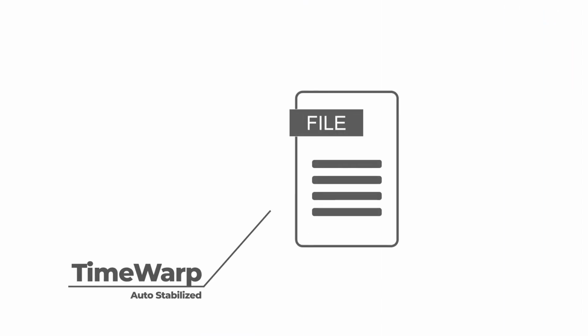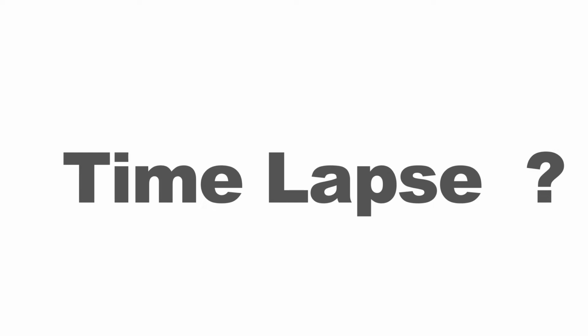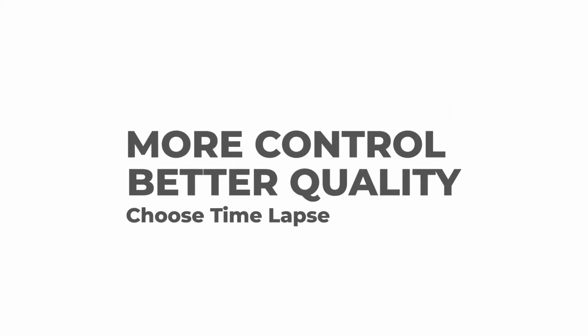We know we want to use Time Warp when we need one automatically stabilized, ready-to-use file. So when do you want to use the time-lapse option? We want to use the time-lapse option when the camera is mounted on a tripod, gimbal, or any other stable mount. We also would choose the time-lapse when we need more control and better quality in editing.